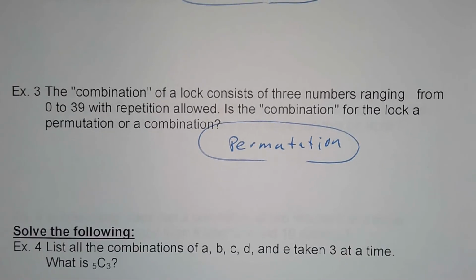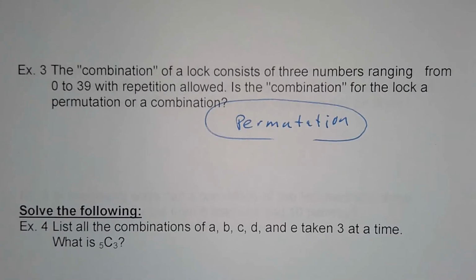So again, you have to think about that. In mathematics, we are more formal with our definitions. And we actually misuse the word combination when we're talking about locks. It really should be a permutation lock.